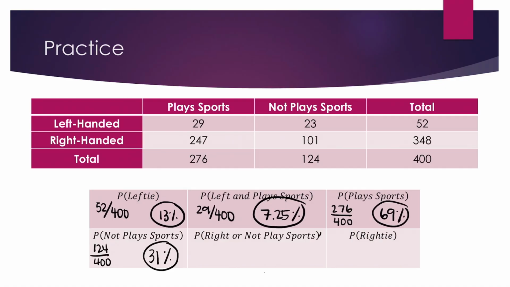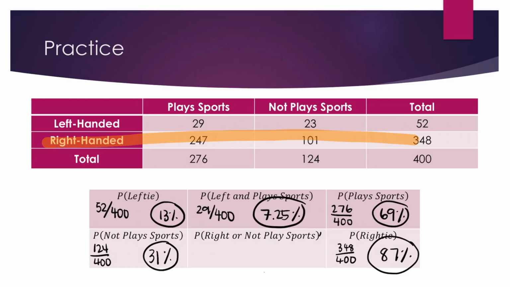And then right-handed, we have 348 out of 400. I do that in my calculator, and I get 87%, kind of same thing. They're either right or left-handed, and so that adds up to 100%. Let's go back to the right or not play sports. We know that this whole row represents right-handedness, and we know that this whole row represents does not play sports.